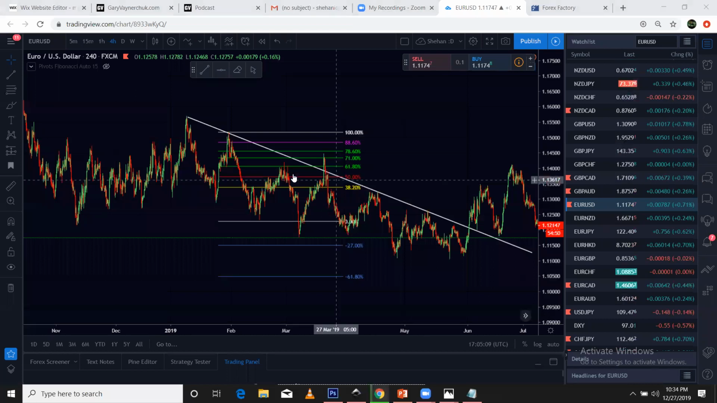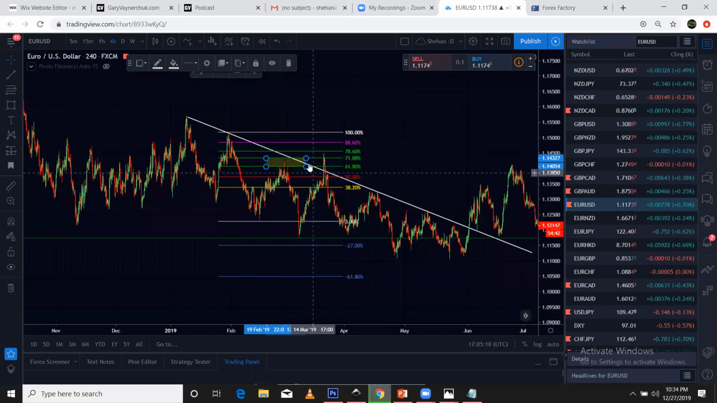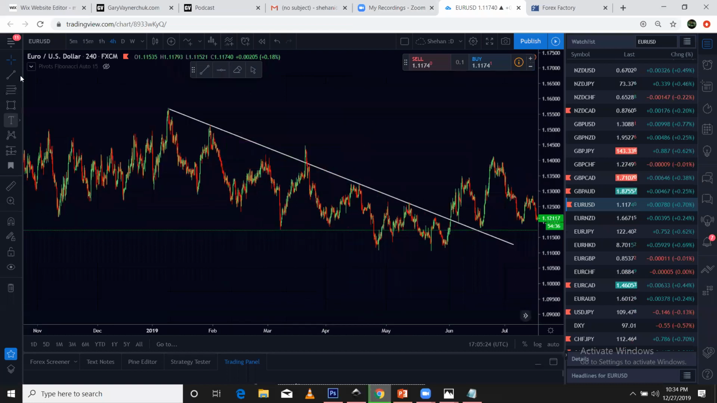I want to catch this sell, okay? So it's basically right here, which is in between 71 and 61. That's the retracing point, right? I'm going to catch this sell, right? Let's say I'm going to catch this sell.